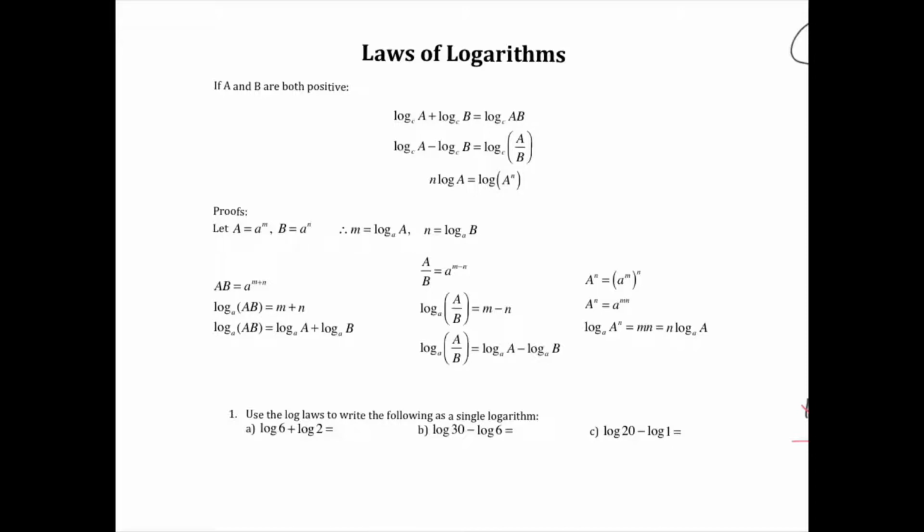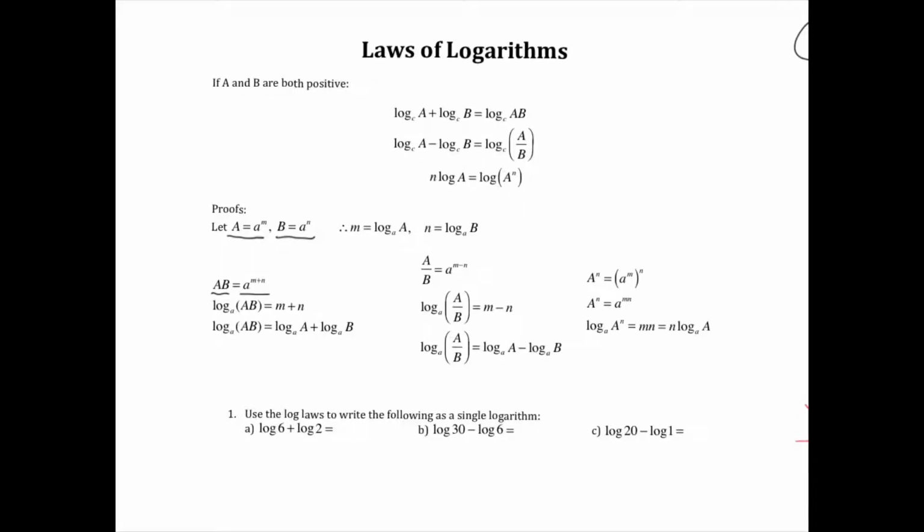log of A plus log of B equals log of A times B. Now, this one here is because of, it's kind of like saying if capital A equals a to the M and capital B equals a to the N. Are you with me? I'm just letting those things be that. What's A times B? That would be a to the M plus N. Is that okay with index laws? Yeah. Everyone's okay?